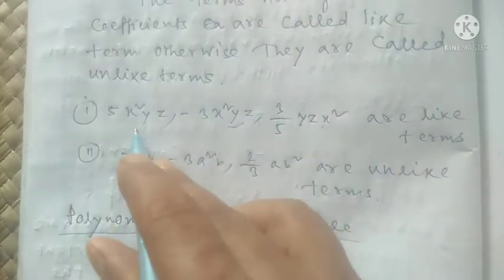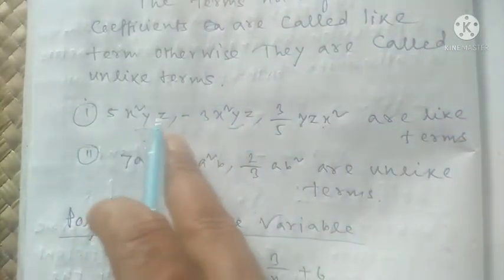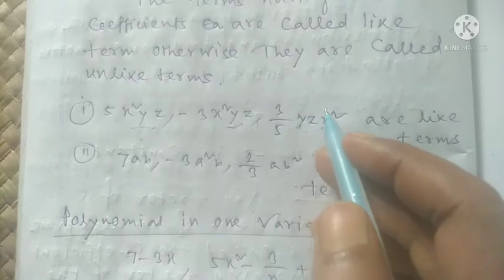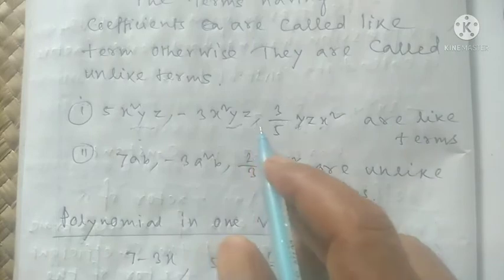So in all these algebraic expressions the literal coefficient is the same. So you can say all these expressions are like terms, because in all three expressions there is x square y z as the literal coefficient. Here it is y z and x square, which can be confusing. So y z x square and x square y z are the same.